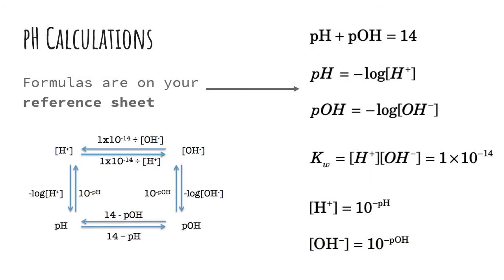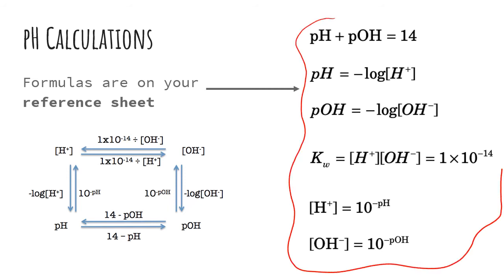Now, we are going to do some different pH calculations. Be aware that all of these equations are on your equation sheet. When we have pH and pOH and add them together, it's always going to equal 14. The way we find pH is to take the negative log of the concentration of hydrogen. You literally click the negative button on your calculator and then the log button and then put in whatever number that is. Same for pOH, except it's the negative log of hydroxide.